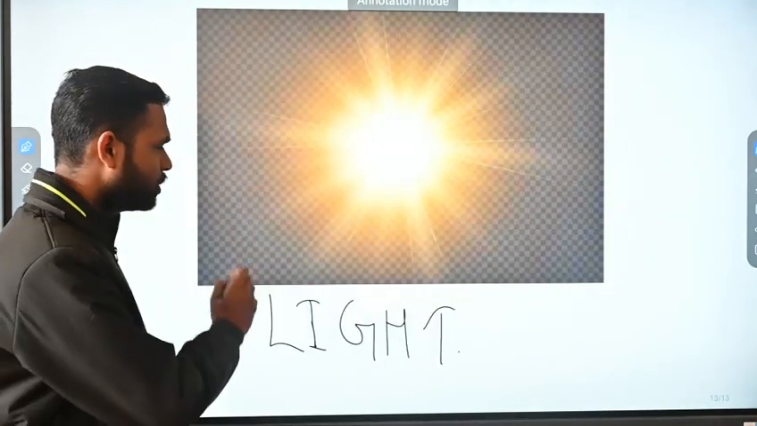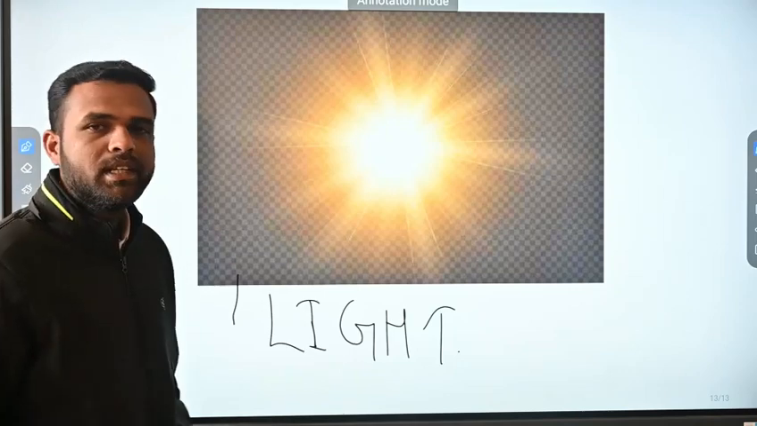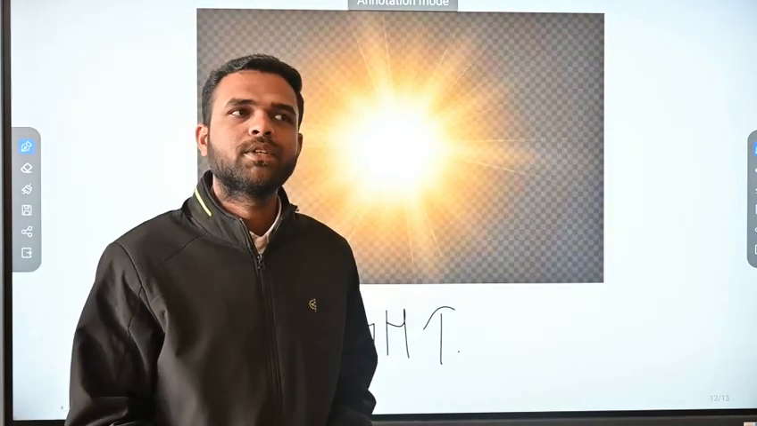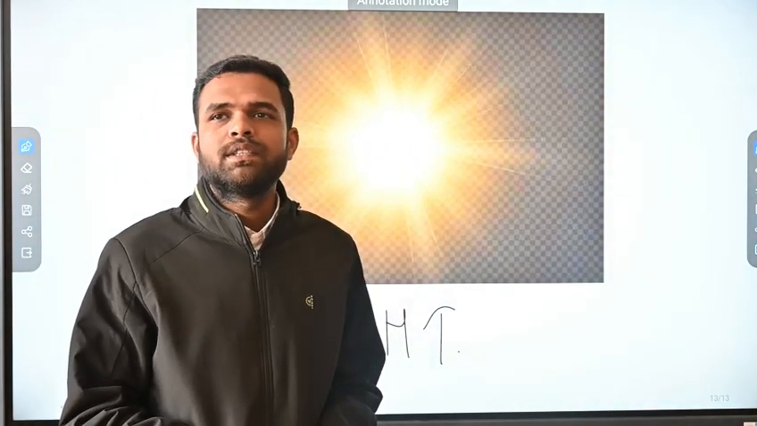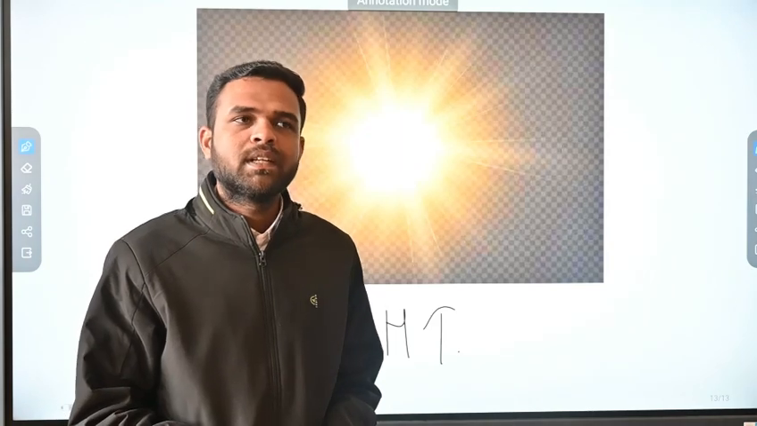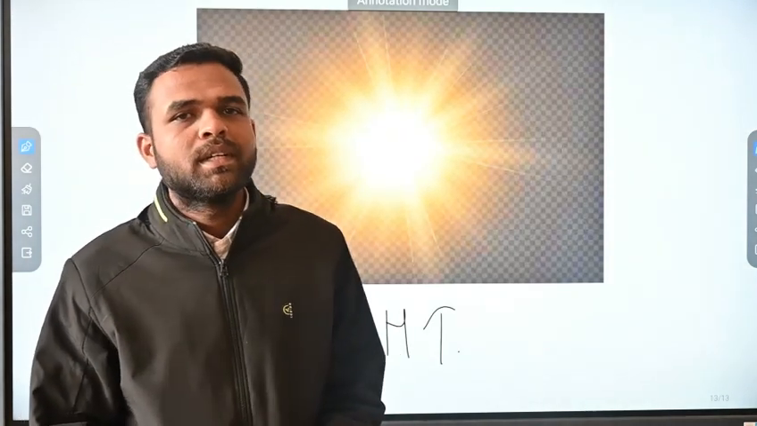Then we learn about the reflection of light and properties of a mirror. So, let's start our lesson on light. Basically, light is a form of energy which we use to see objects or things. Light makes us visible, because if there is no light, it is complete darkness, so we are not able to see the objects.